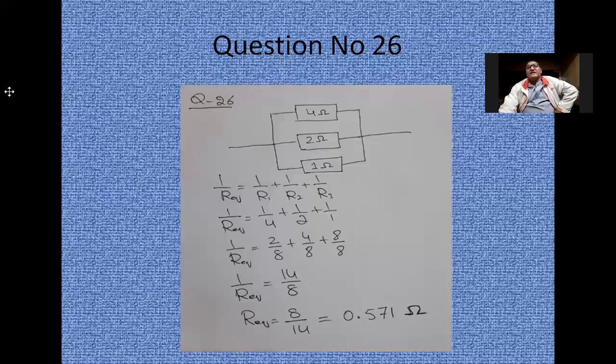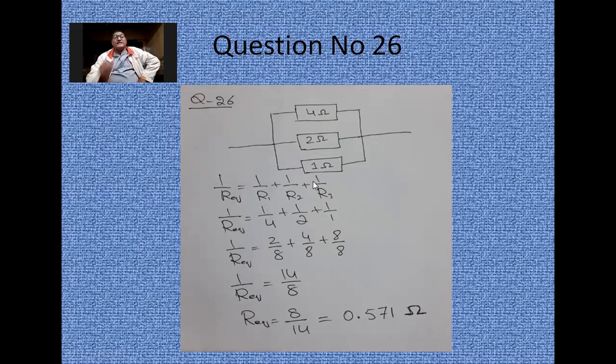Okay. Now you can see here in this case, these three resistors are connected in parallel to each other. I can find the equivalent resistance. 1 by R equivalent is equal to 1 by R1 plus 1 by R2 plus 1 by R3. And you will have 1 by R equivalent equal to 1 by 4 plus 1 by 2 plus 1. And if you make the denominator the same, you will have 1 by R equivalent as 2 by 8 plus 4 by 8 plus 8 by 8. So now I can write the single denominator and the numerators will be added up because the denominator is the same. So 2 plus 4 will be 6, 6 plus 8 will be 14.